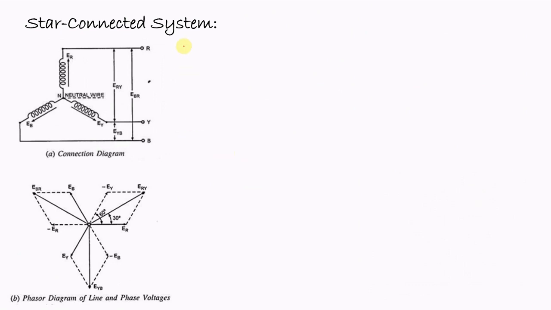So as we have discussed, the ERY should be equal to ER minus EY, or it can be written as ER plus minus EY. So from the phasor diagram we have seen that this is ER, this is EY, here it is the minus EY, and we have to add these two voltages, we will get the value of ERY.